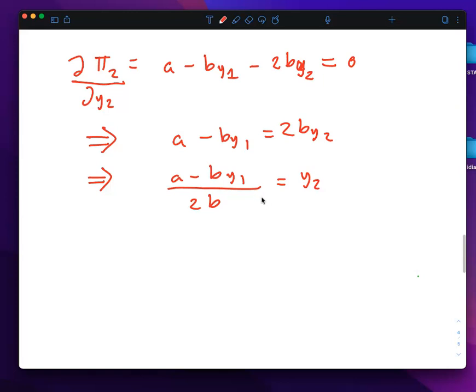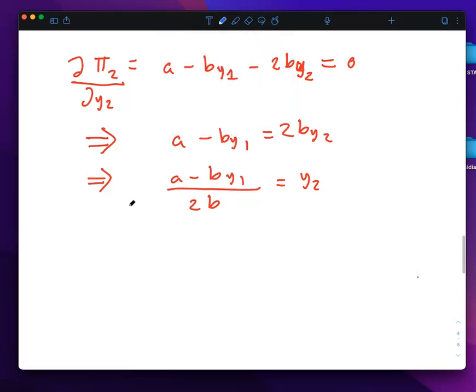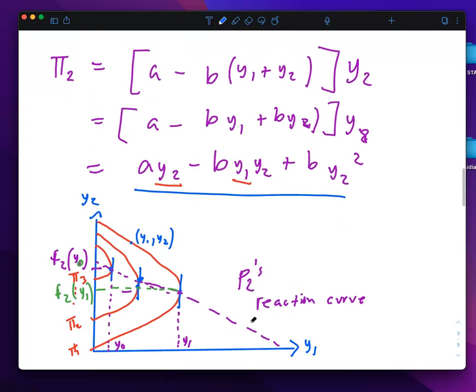So this right here is player 2's reaction curve. Going back to the previous slide, this thing is the reaction curve, whereas this equation describes the isoprofit level curves.